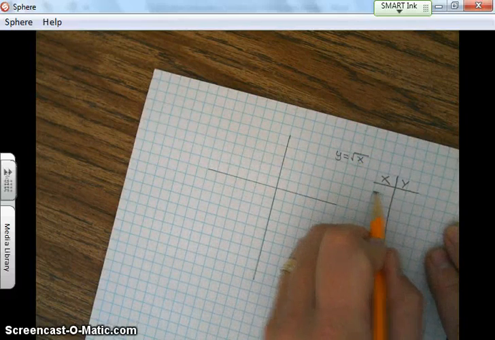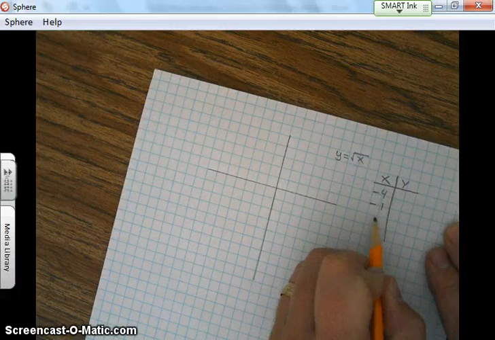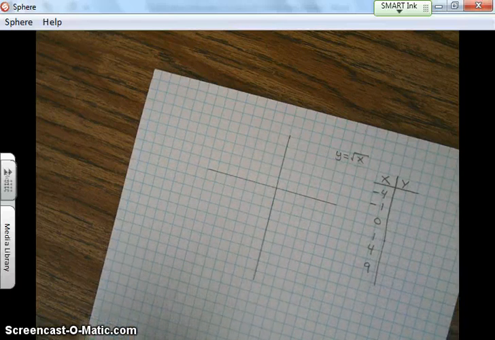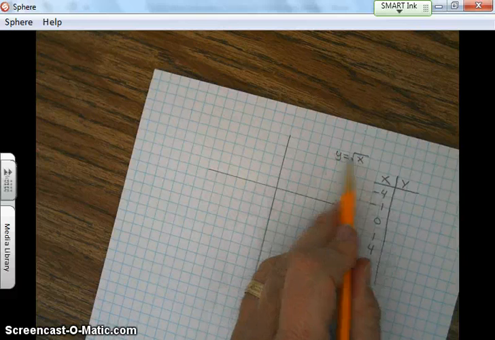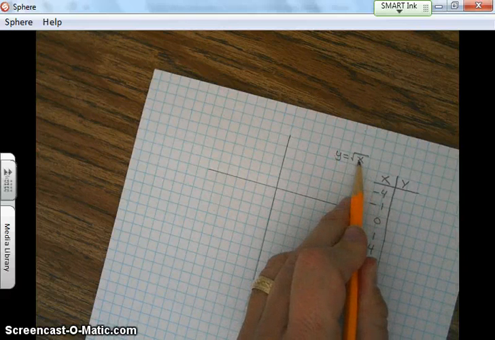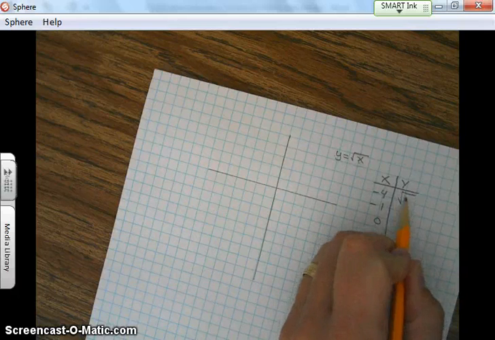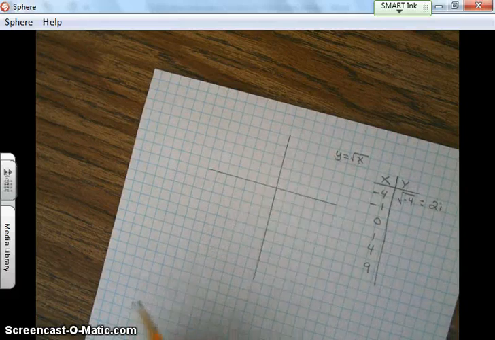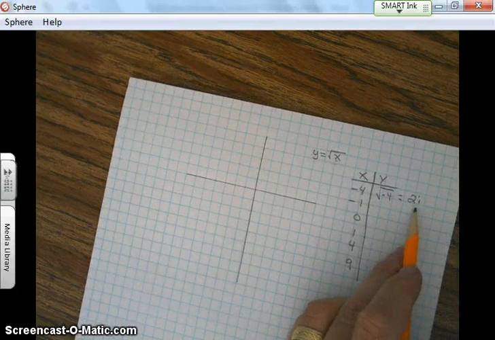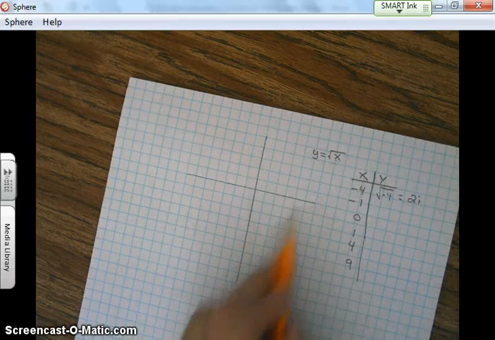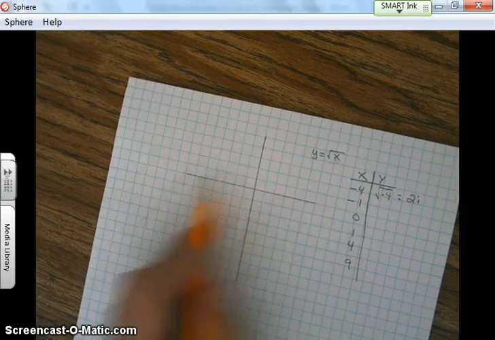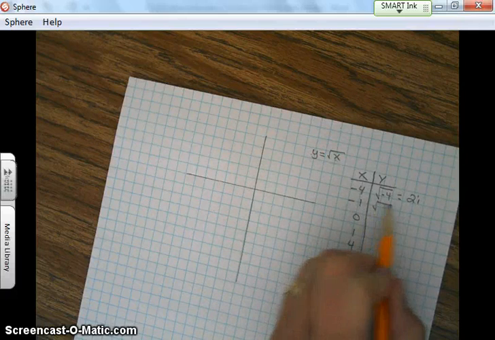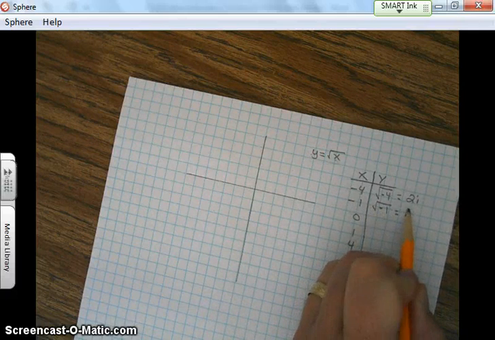Let's do some negatives. And some positive numbers. Okay, so if I plug the negative 4 in, I'm going to get the square root of negative 4, which is going to be equal to 2i. Well, that's an imaginary number, okay? And we don't have imaginary numbers on our Cartesian coordinate plane. We only have x and y. So we can't graph that. Just like we can't graph the square root of negative 1, which we all know is i.